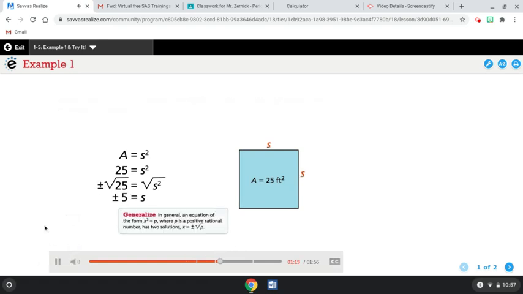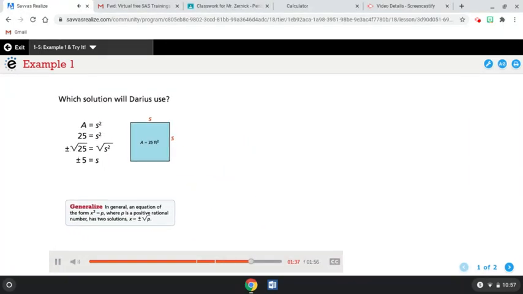In general, an equation of the form x squared equals p, where p is a positive rational number, has two solutions. x is equal to positive or negative the square root of p. So the equation has two solutions. Which value of s will Darius use?